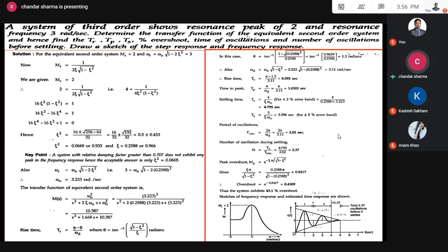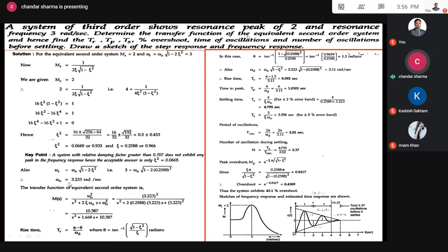So you can see, you know the formula MR is equal to 1 by 2 zeta under root 1 minus zeta square. If you know the MR value, you can calculate zeta. So two values of zeta came, 0.2588 and 0.96. So here, which value? A system with relative damping factor greater than 0.707, that is 1 by root 2, does not exhibit any peak in the frequency response. Hence the acceptable answer is only zeta equal to 0.2588. If the zeta value is 0.966, greater than 1 by root 2 or 0.7, then do not consider it, consider the value less than that. So here two values came, so I considered zeta equal to 0.2588.